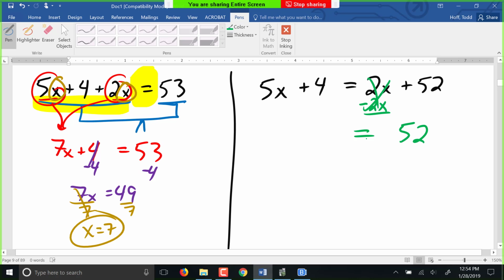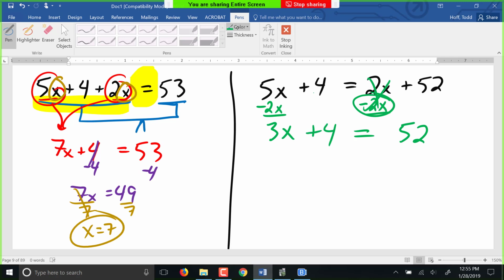We subtracted 2x from the right side. We have to make sure we do what to the left side? Subtract 2x. Now when we add or subtract, we can only combine things with the same name. So the only place we can subtract 2x from is 5x. 5x minus 2x is 3x. So we've got 3x. We still have the positive 4 or plus 4. So 3x plus 4 equals 52.